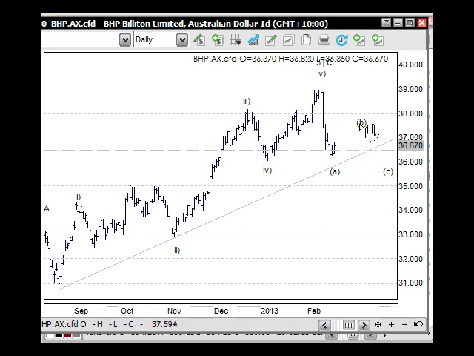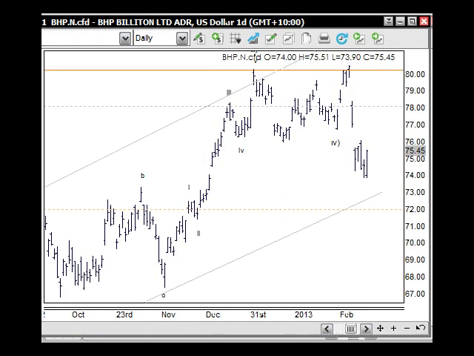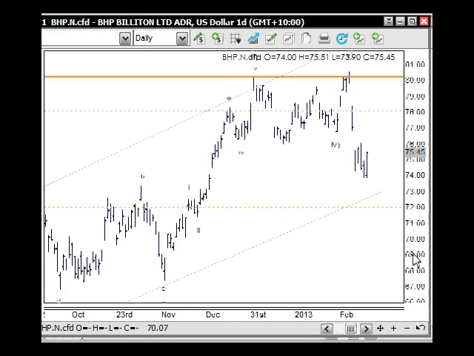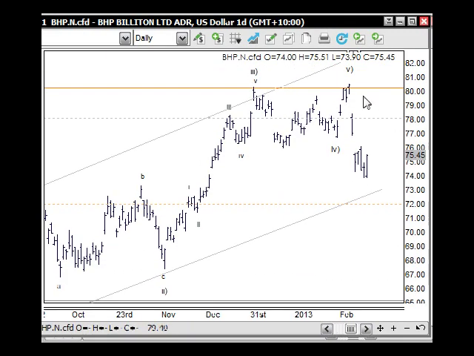But this move here, we do need to consider it in 3 waves. So if you're trading BHP long, just be mindful that we can get a C wave before we see any further upside as well there. Let's just have a look at BHP in the US. The same here as well, but we have to label this down here now as the A, the B, and the C here. So we should see further upside, another retest of that there.